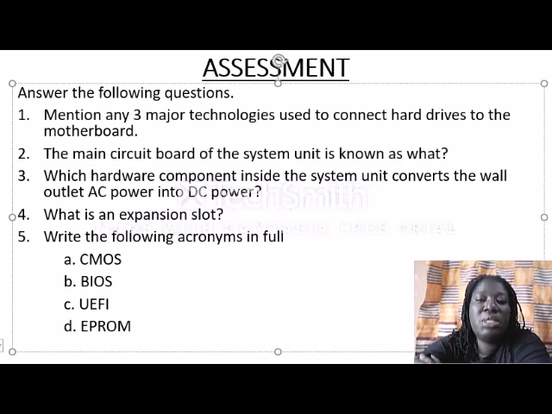Let's take the following questions and answer them. Number one: mention any three major technologies used to connect hard drives to the motherboard. Two: the main circuit board of the system unit is known as what? Three: which hardware component inside the system unit converts the wall outlet AC power into DC power? Four: what is an expansion slot? Then write the acronyms for the following: the CMOS, the BIOS, the UEFI, and the EPROM.